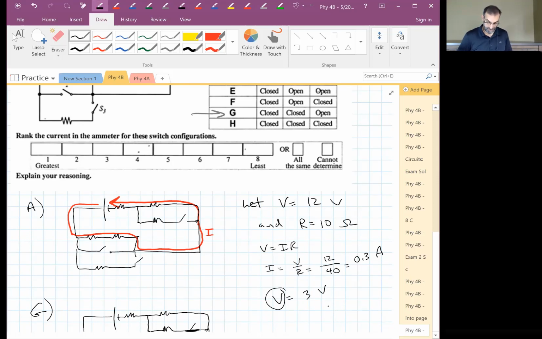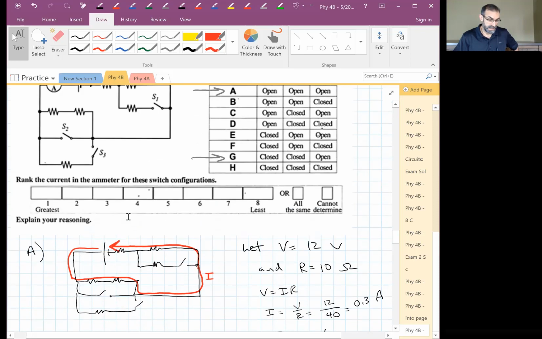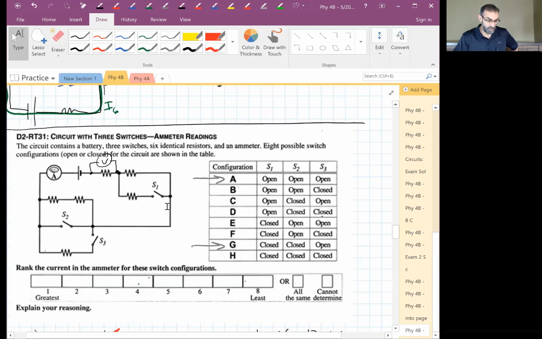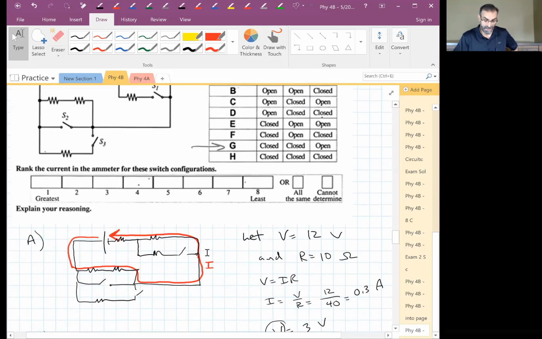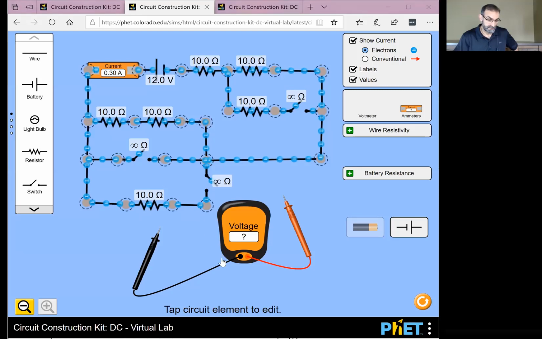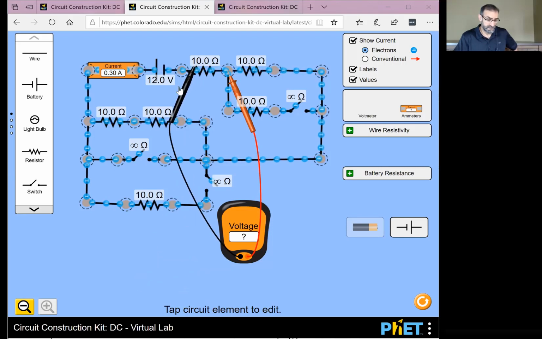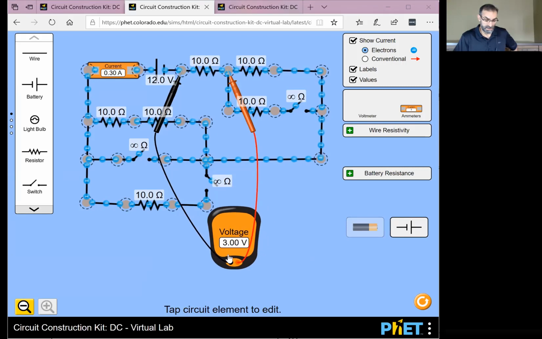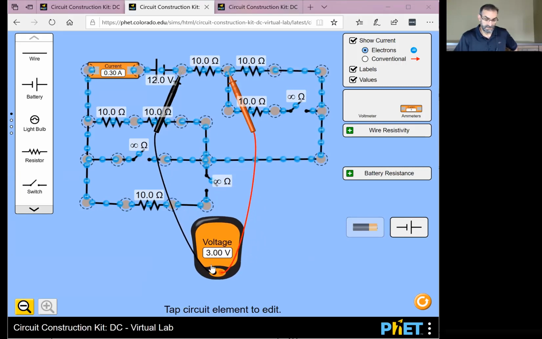Okay, should we check our answers? 3 volts on our voltmeter that I added here, and a current of 0.3 amps. Is that what everybody got? So I've got this set up, all 10 ohm resistors, all the switches are open, 12 volt battery, my ammeter is reading 0.3. My voltmeter is reading 3 volts.